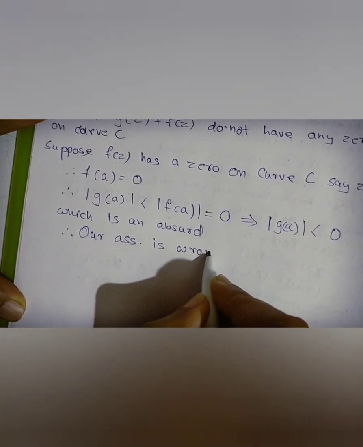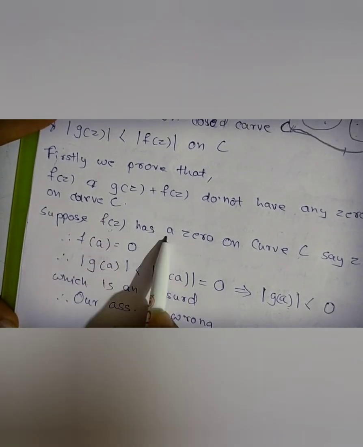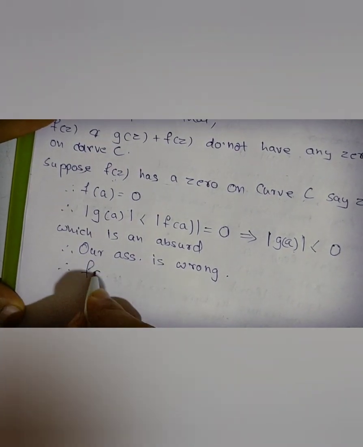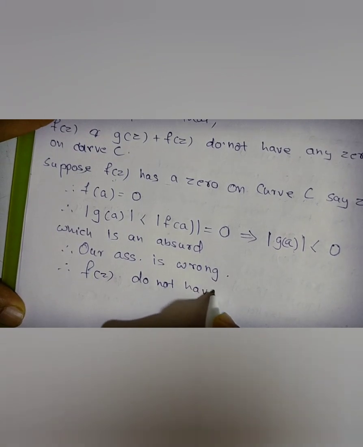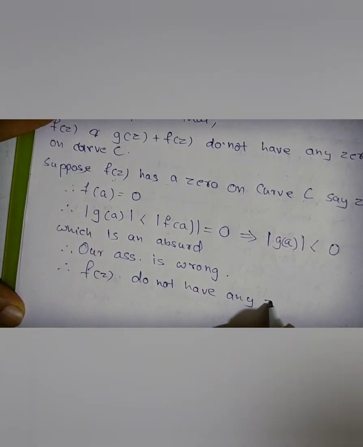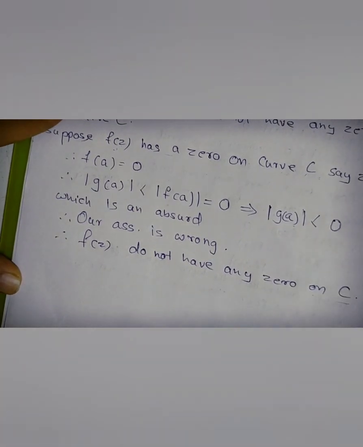So what was our assumption over here? We were assuming that this function has a 0 on the curve. So we can say therefore f of z does not have any zero on C. So this should be specified, any 0 on C.